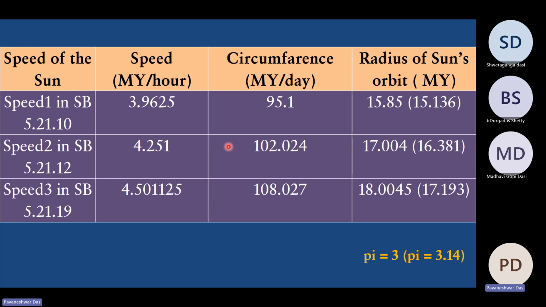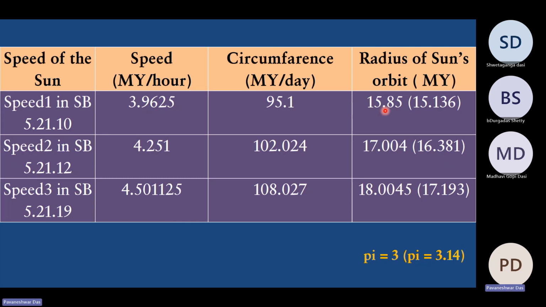And in the same chapter, in three different verses, 21:10, 21:12, 21:19, the three different speeds of the sun are given. When you translate the speed into circumference and radius, you'll get these radiuses. Bhagavatam takes pi equal to 3. By taking pi equal to 3, these are the radius. If you take pi equal to 3.14, you will get this one in the bracket. So basically, the first rate is 15.85, second is 17, third is 18. So 18 would take place in Makar Sankranti, January. This is in October and April, and this is in June, July.